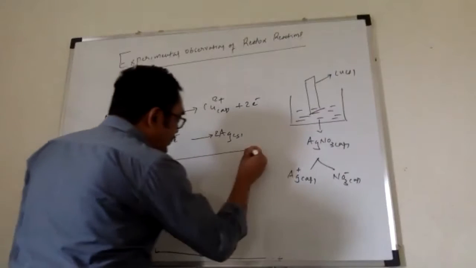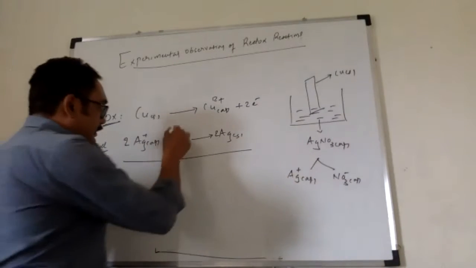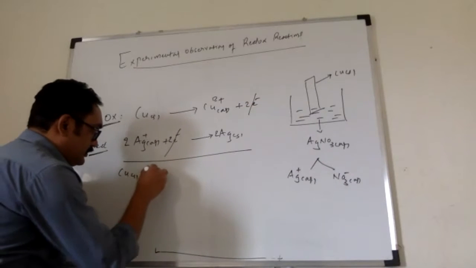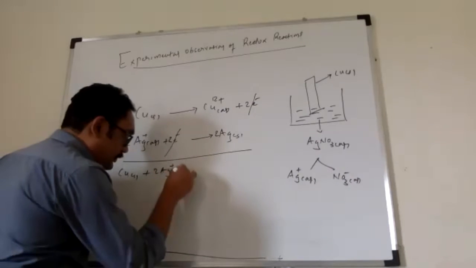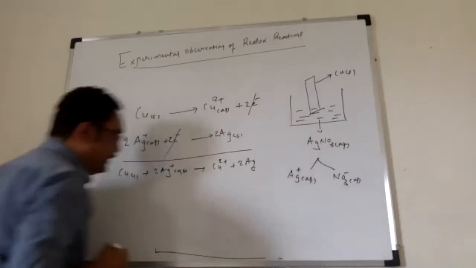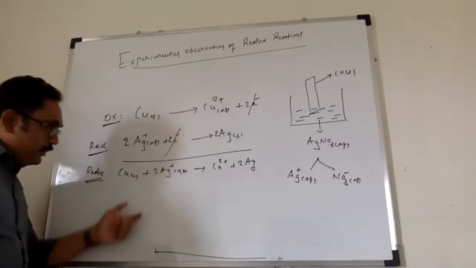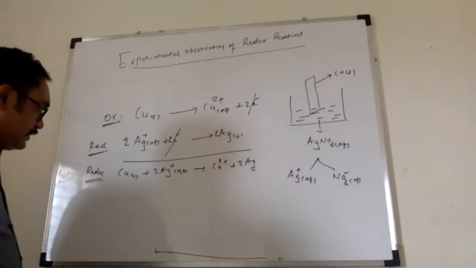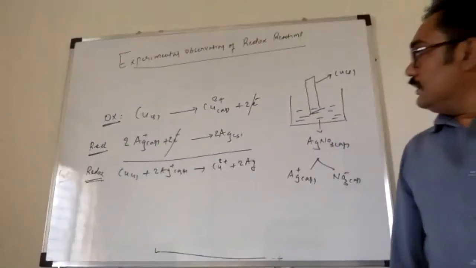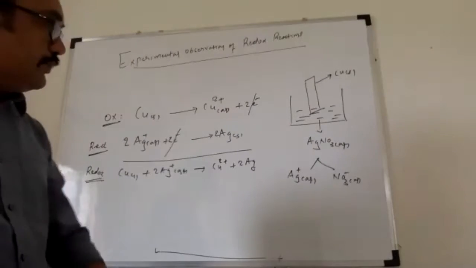And then there is an overall redox reaction. You can write down the redox reaction by cancelling the electrons. Cancel these electrons, and this is our Cu plus 2 Ag+ gives Cu2+ plus 2 Ag. That is the redox reaction. Now you can write down your experimental observation: solution changes from colorless to blue and copper strip has a deposition of silver. That is the observation.